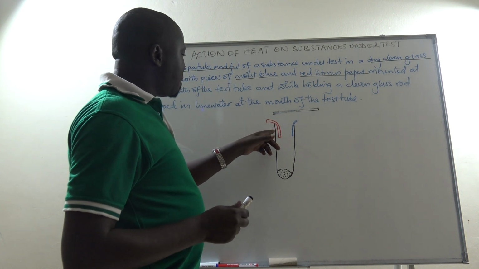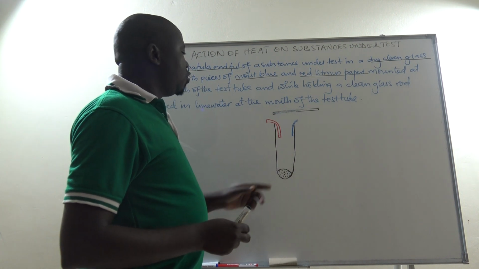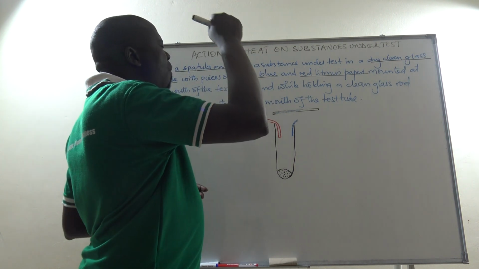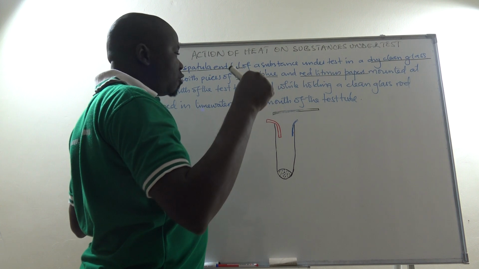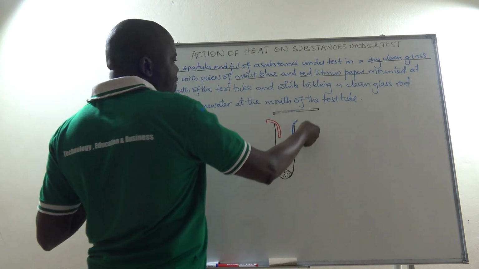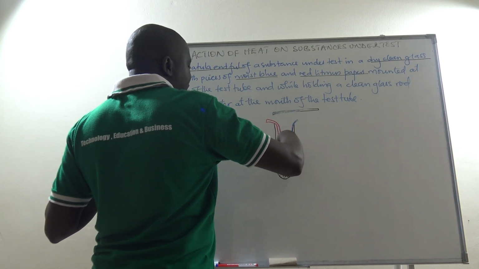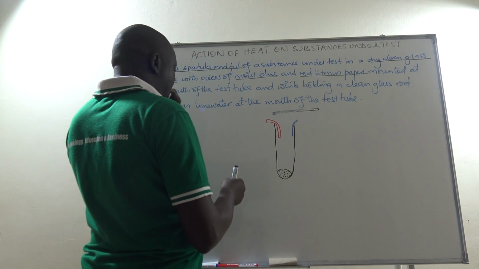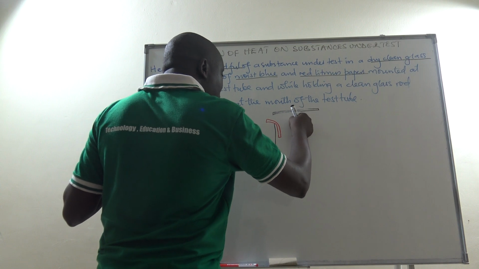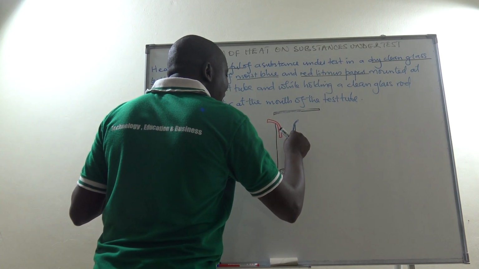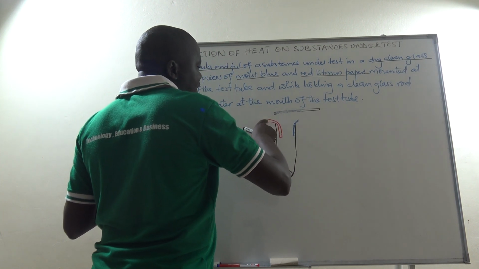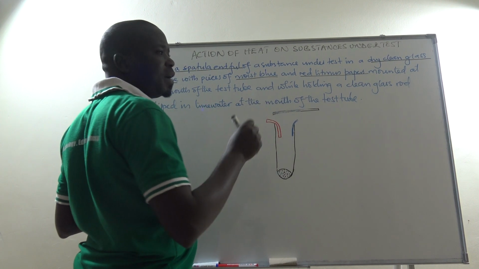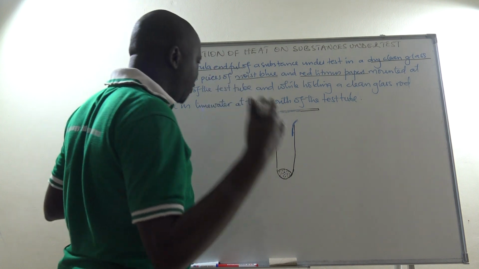One, your litmus paper. We say that the test tube should be clean and completely dry. Then you deliver, using a spatula, just one spatula handful of the substance under test. Then you also need to place a piece of moist blue litmus paper here, and another piece of moist red litmus paper here, to be able to detect the pH of any gas that may be produced.